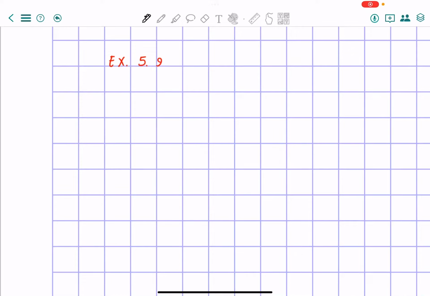We have a short description of the problem. And we know that the maximum amplitude, A max, is equal to 0.2 meters. And its maximum speed, V max, is equal to 1.2 meters per second. And we need to find the period of this.